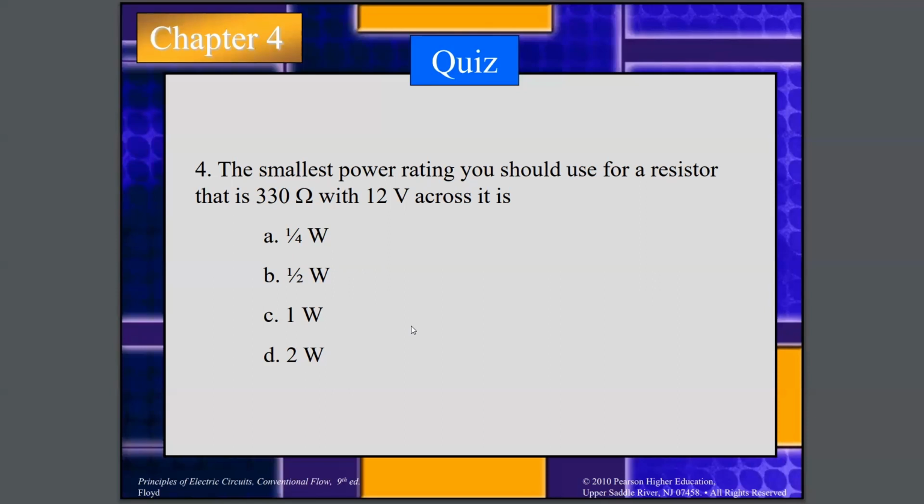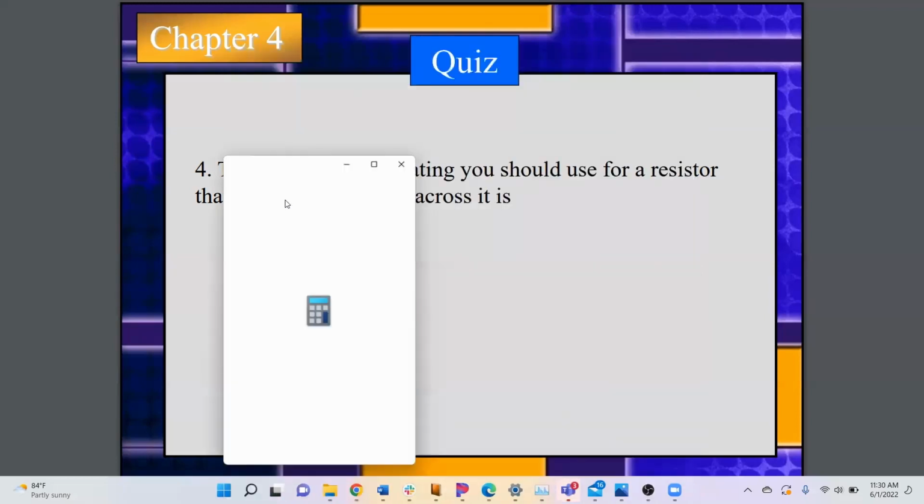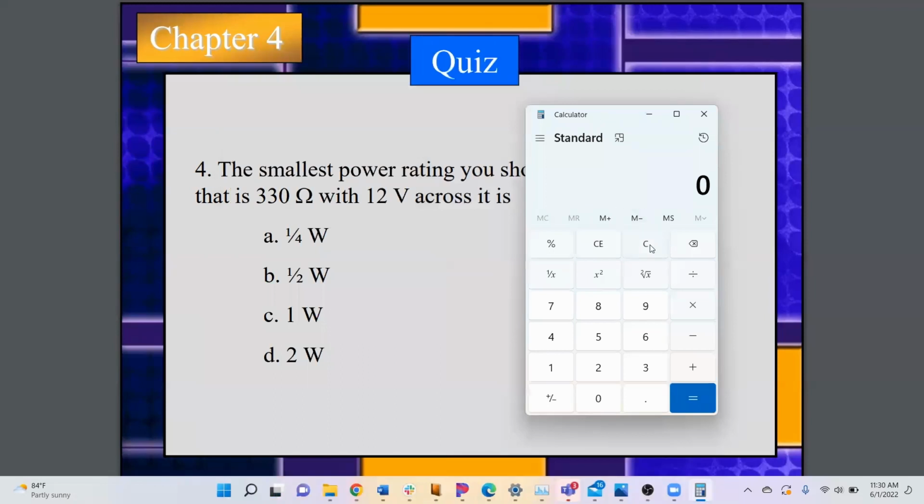So if we have a resistor of 330 ohms with 12 volts across it, what is the smallest power rating we should use for this resistor? First we need to calculate the power, which is V squared over R. So 12 squared over R. Let me pull up my calculator. Let's calculate this quickly. V squared over R, that's the equation. You can go back and look at it. So 12 by 12 will be 144. 144 divided by R, 330.